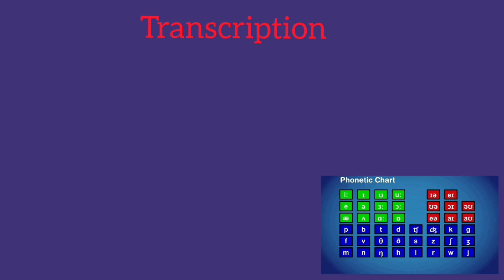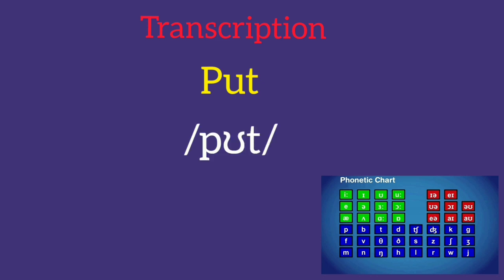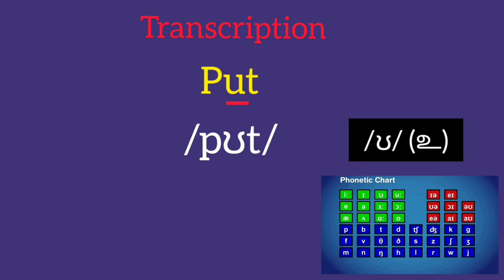Next, for put, the answer is slash p u t slash. The letter U in the word put matches with the vowel U since it produces a sound U. Its transcription is slash p u t slash.